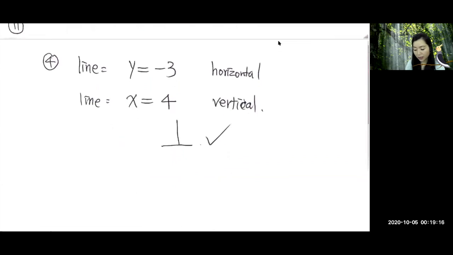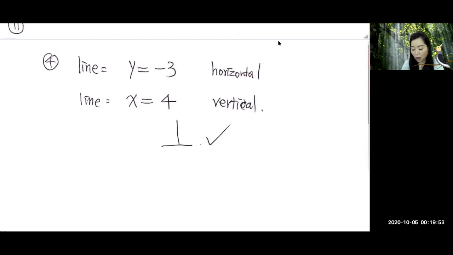Number 4, this line over here is horizontal. Remember, if you have a linear equation that has only y, equal to a number, then it is a horizontal line. If you have a linear equation that only has x, with no y involved, there will be a vertical line.